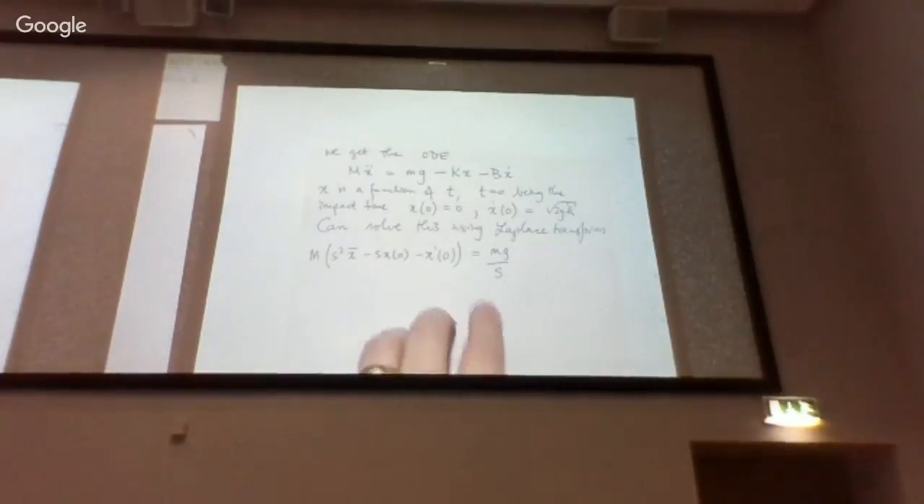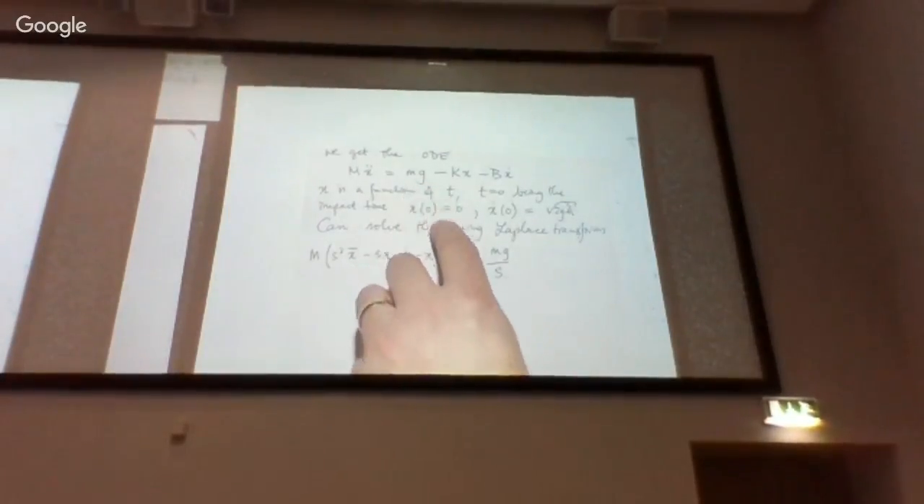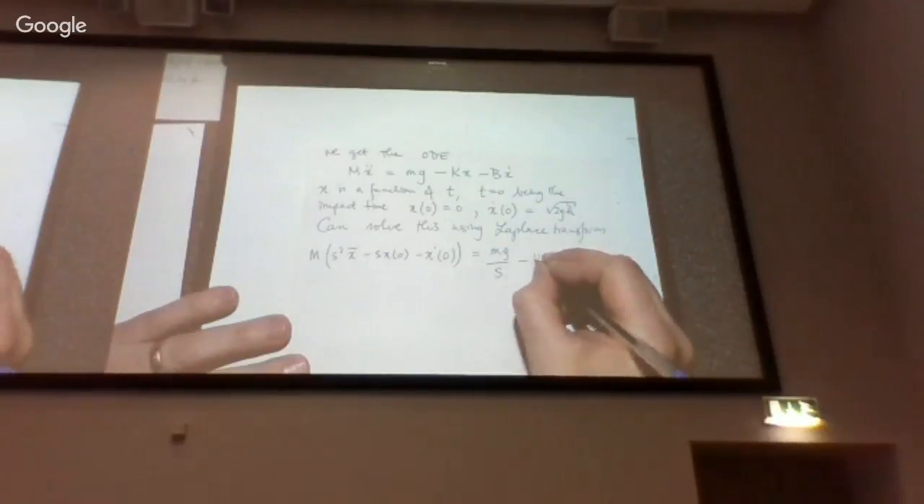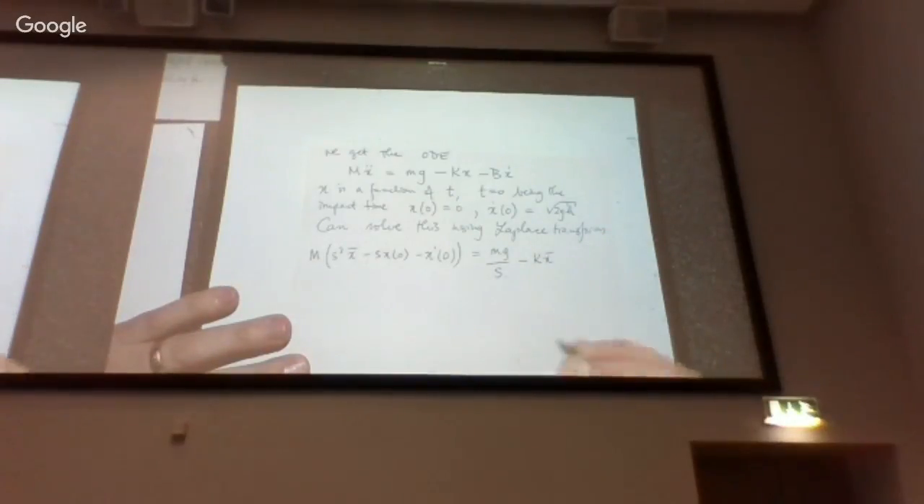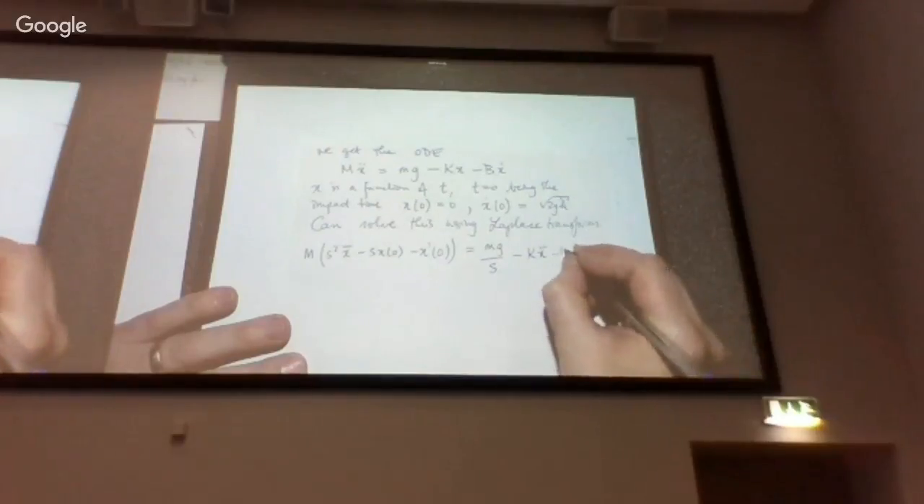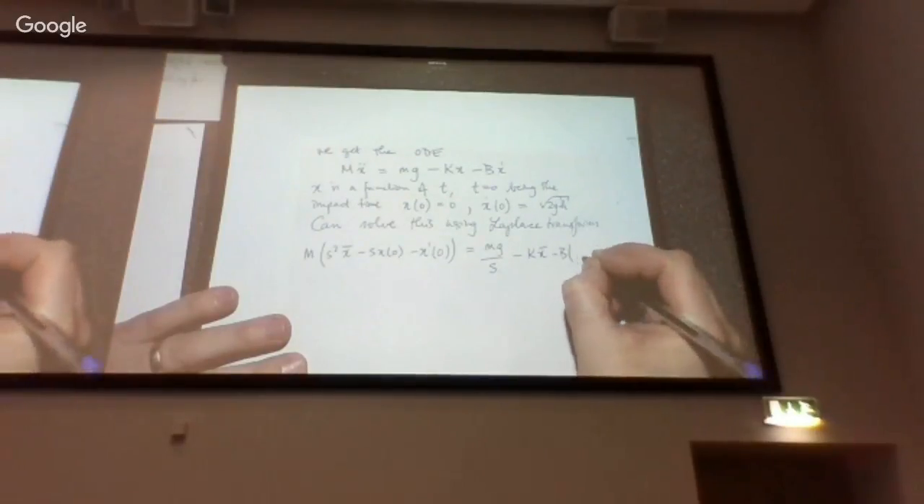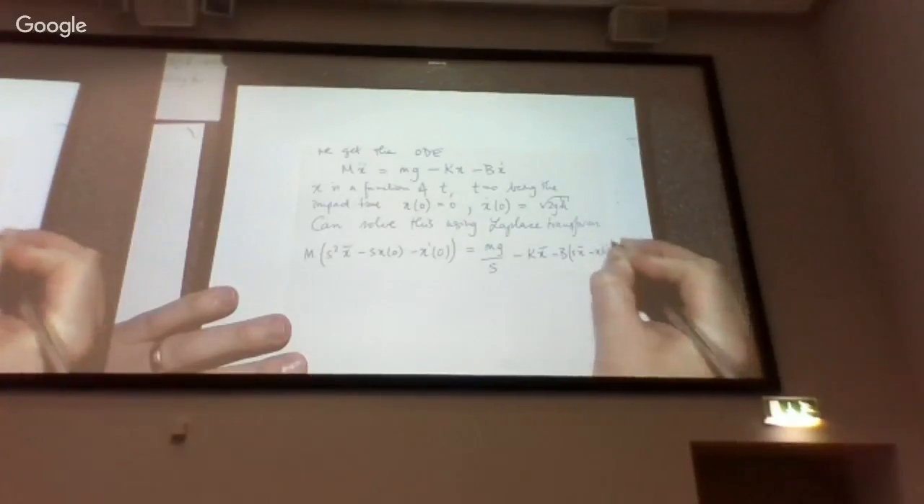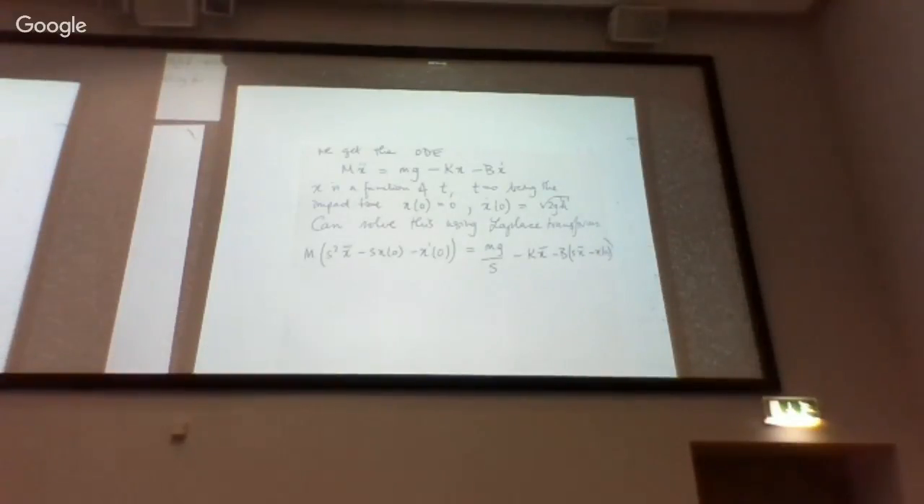mg over s, because the transform of the constant mg is going to be mg over s, minus k times x bar minus b times s x bar minus x0. Okay, so that's what we get when we transform the whole ODE using our transform of derivative properties and transform the constant and so on.